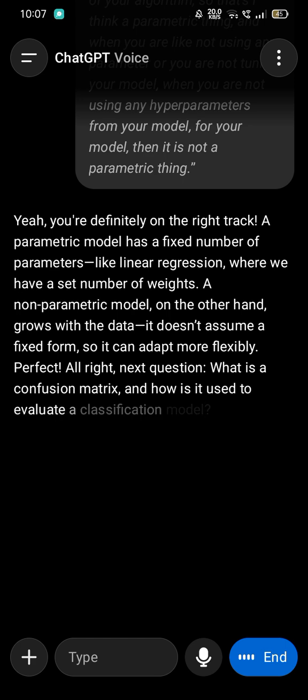What is a confusion matrix and how is it used to evaluate a classification model? Oh, a confusion matrix basically tells how good or bad your model is, and from it we calculate lots of things: accuracy, precision, recall. These are the things we calculate from the confusion matrix. In a confusion matrix we have two errors, which are type 1 and type 2.